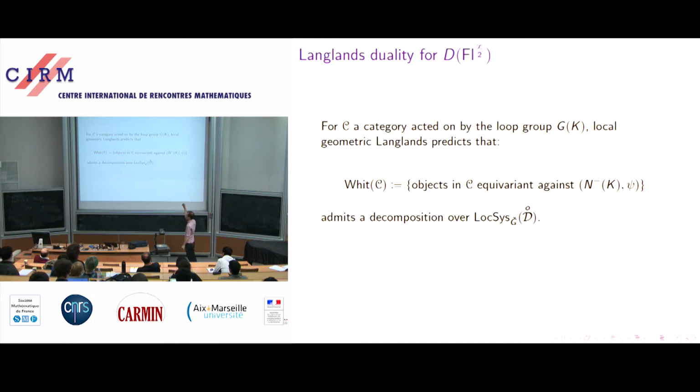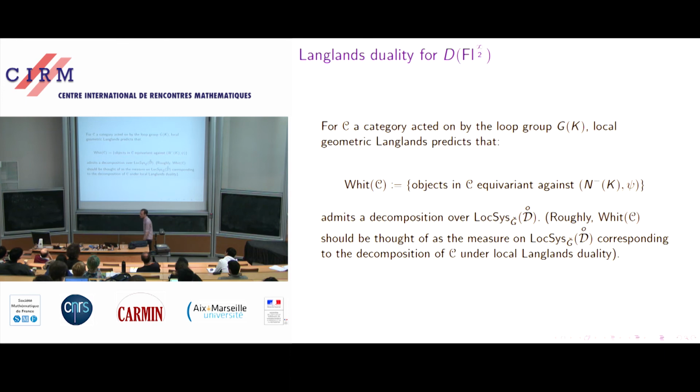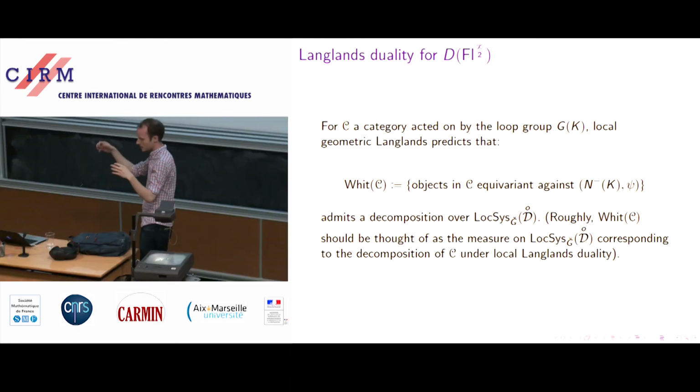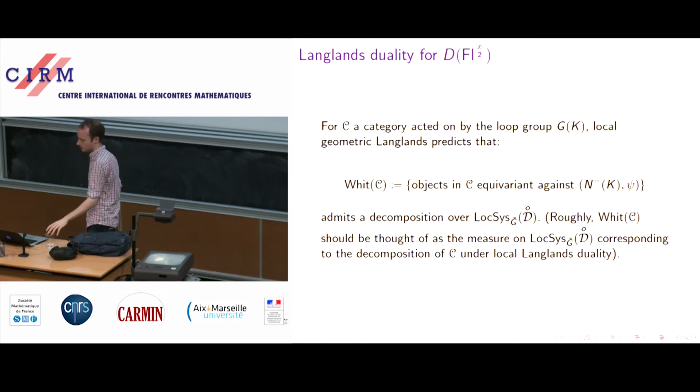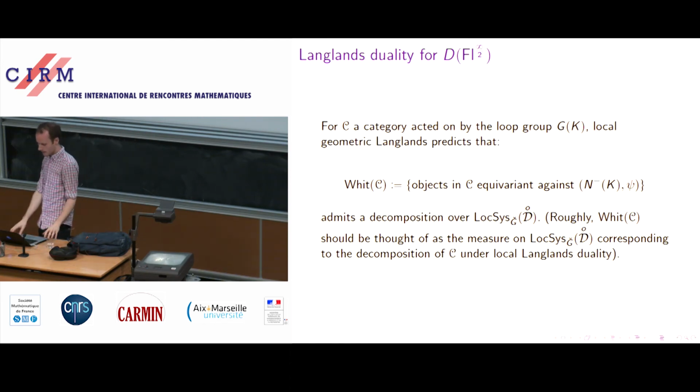So Whittaker means, I told you there's a character of this N^-(K), and you should think in classical terms, it's just a usual character. I can take vectors in a representation equivariant against a character, and that's what this thing is. And what you expect is that this thing decomposes over the stack of local systems. Roughly, if you think C decomposes as a bunch of irreducible representations, then maybe you would get a measure on the space of local systems. And this is something like that measure.